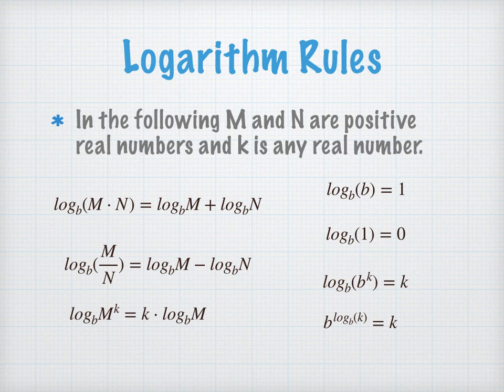And then just a few other rules that are helpful with solving with our logarithmics. Log base b of b is equal to 1. Log base b of 1 is equal to 0. Log base b of b to the k is equal to k. And b raised to the log base b of k is equal to k. These last four especially will be useful to us as we are trying to find the equations of our graphed functions.